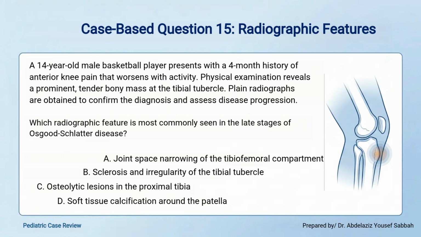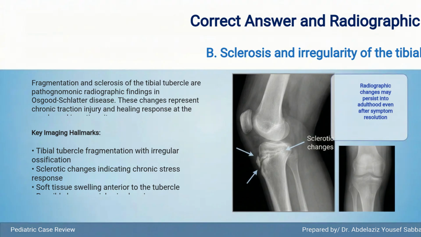Option A. Joint space narrowing of the tibiofemoral compartment. Option B. Sclerosis and irregularity of the tibial tubercle. Option C. Osteolytic lesions in the proximal tibia. Option D. Soft tissue calcification around the patella. The correct answer is Option B, sclerosis and irregularity of the tibial tubercle.